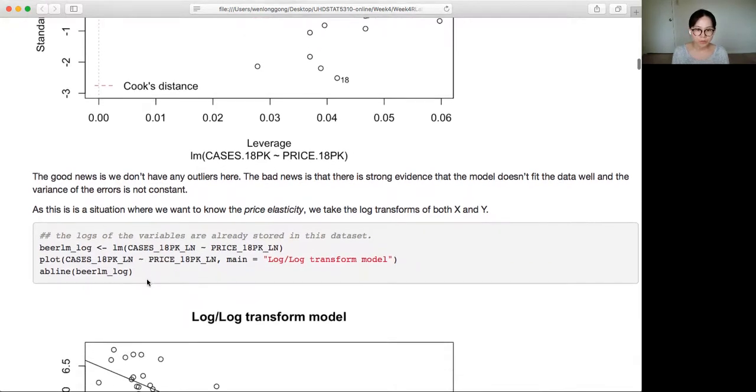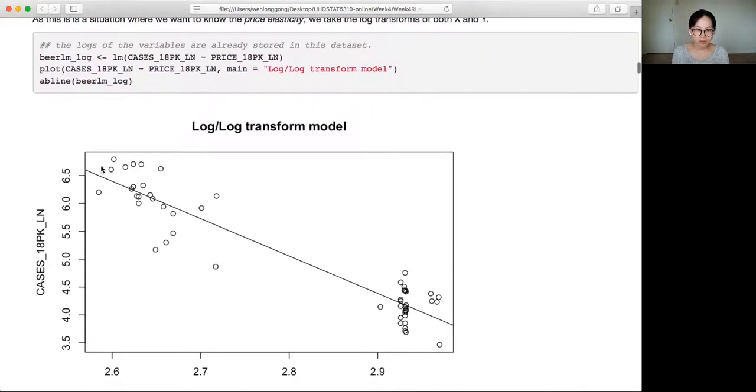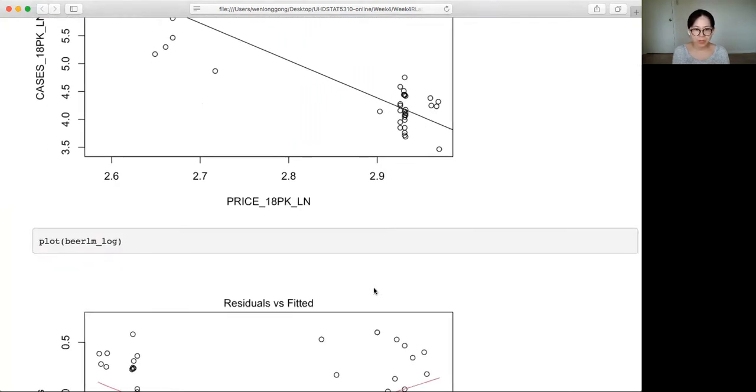Let's take a look. By the way, the data set has already included the log-transformed data with this underscore log for both X and Y. So we do a scatter plot first, but it is a different one, and I also add the regression line to it. Well, this one looks much better compared to before, right? The data is kind of evenly distributed along this line.